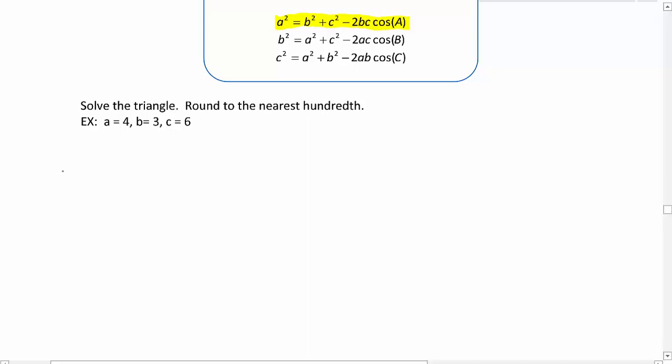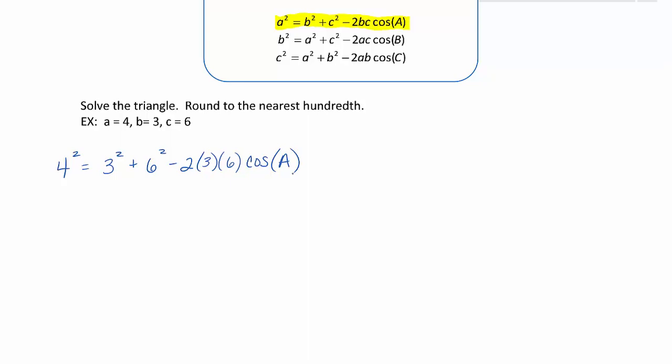So law of cosines: one of the sides squared equals the other two sides squared added together minus 2 times those same sides, the 3 and the 6, times cosine of the angle that goes with the side that's all by itself. That was side A, so this is going to be angle A. And now we solve for cosine. This is just a bunch of cleaning up in your calculator.